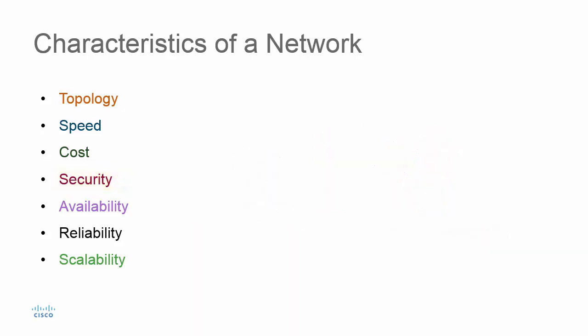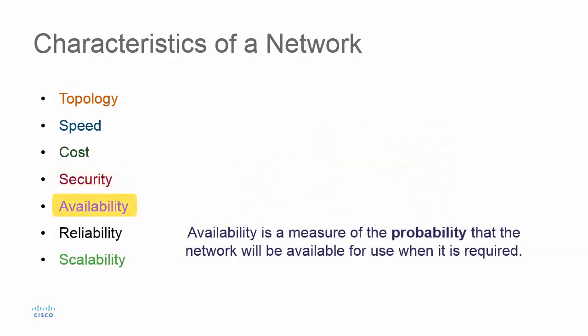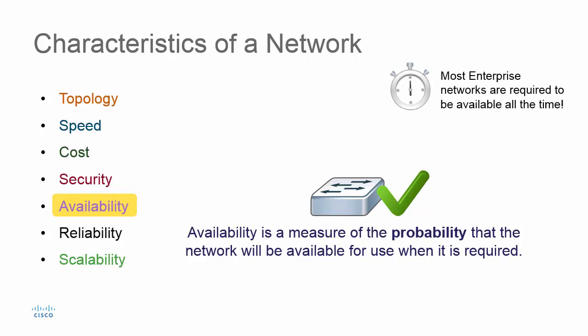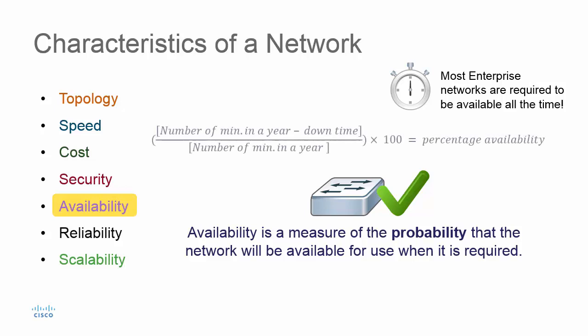Moving forward, availability is a measure of probability that a network will be available for use when it's required. Most enterprise networks are required to be available at all times. Another one of those battles that network administrators have to fight is adding availability to the mix. Availability percentage can be calculated by this formula.